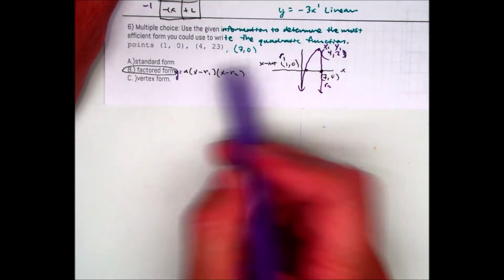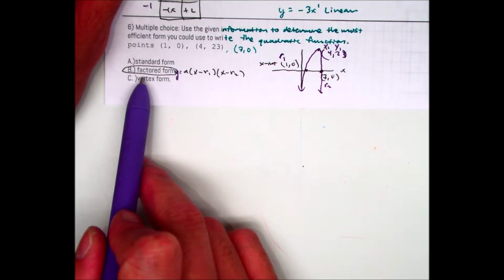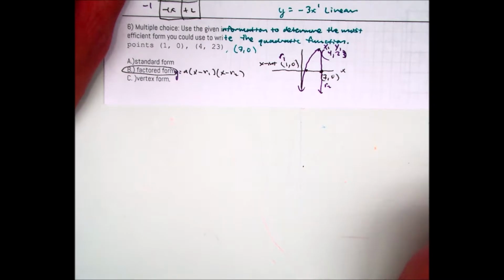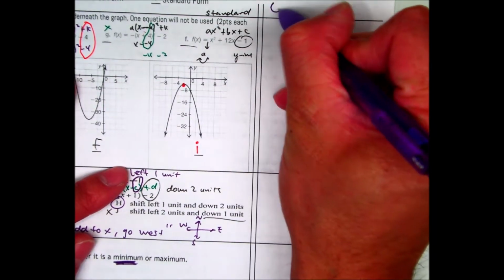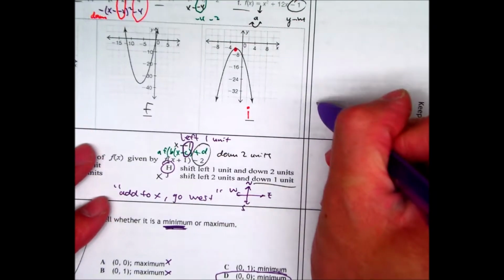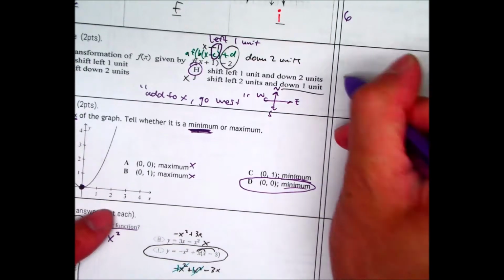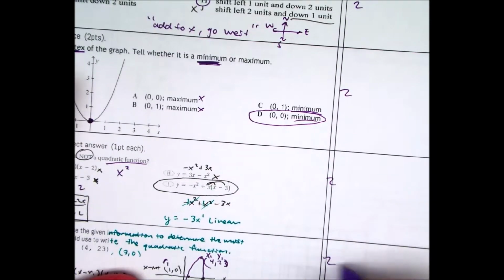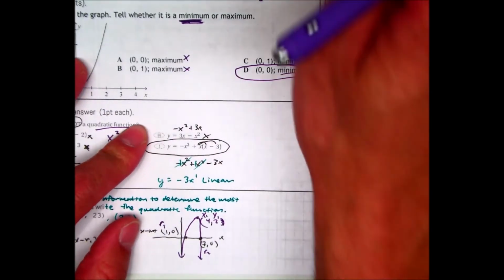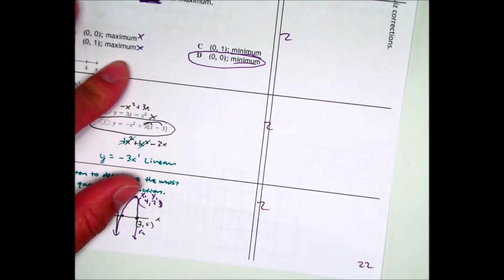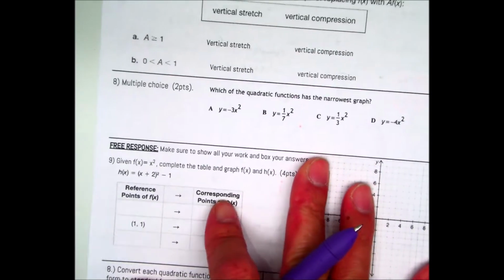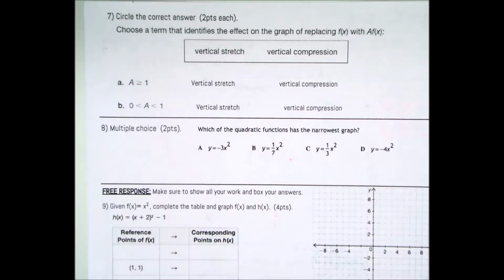So it's not asking you to actually write the equation, but which one's the most efficient form. The answer would be factored form. Let's count up how many points. So 2, 6, 6, 2, 2, 2, and 2. So that would give me 2, 4, 6, 8, 14, 22 points on the front side. Back side. Directly taken from your packets.